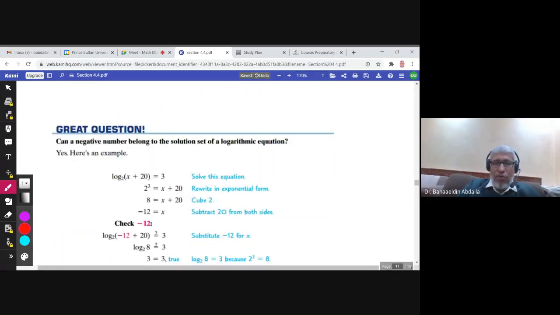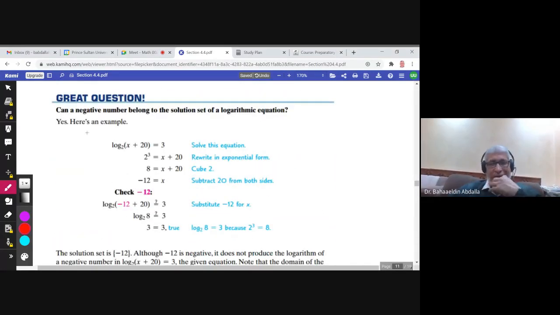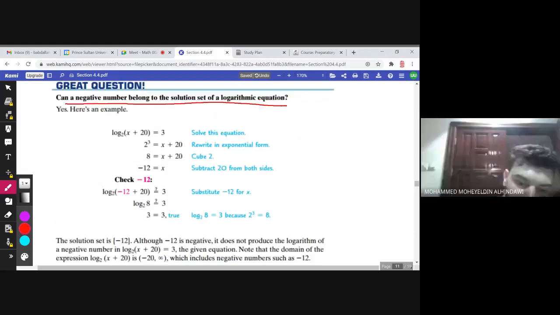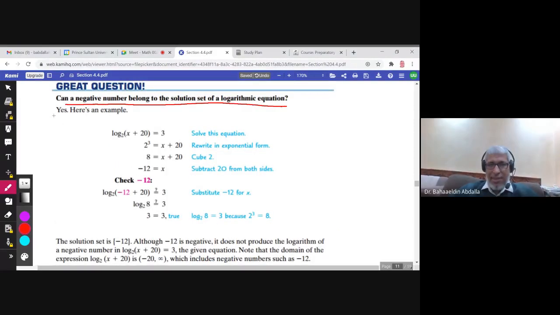Now, an important question, and please pay attention to this question. Can a negative number belong to the solution set of a logarithmic equation? Can the answer here, x, for example, be x equals -1? Could the answer be negative? And the answer to this question is yes, yes, yes.